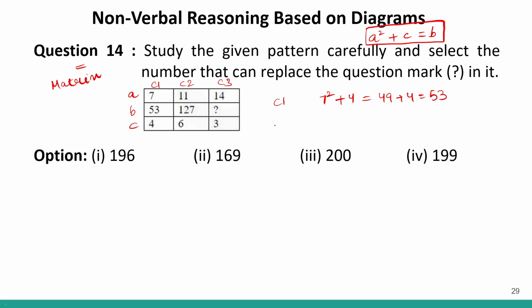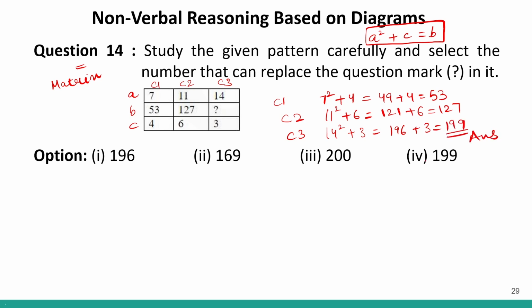This is for column number 1. For column number 2, if I do the same logic, it will be 11 square plus 6. 11 square is how much? 121. And if I add 6 to it, I'll get 127. Correct? Now, column number 3. In column number 3, it will be 14 square plus 3. So 14 square is 196. And if I add 3 to it, I'll get 199. So 199 will be my answer, which is given in option number 4. Clear? So this is how you solve a question on matrix.